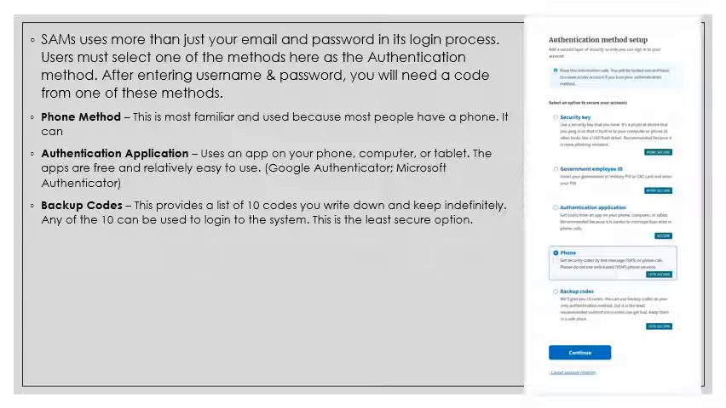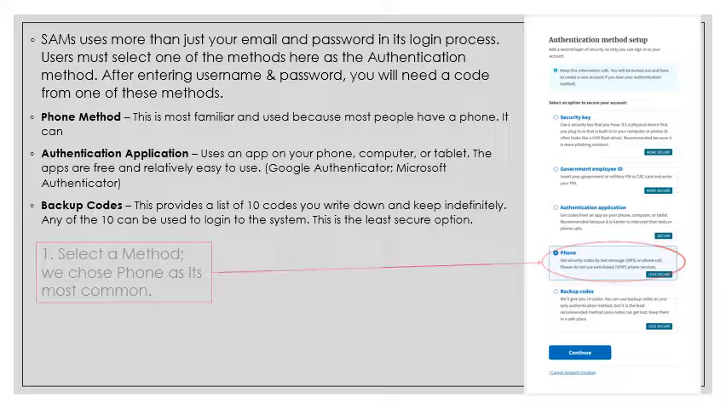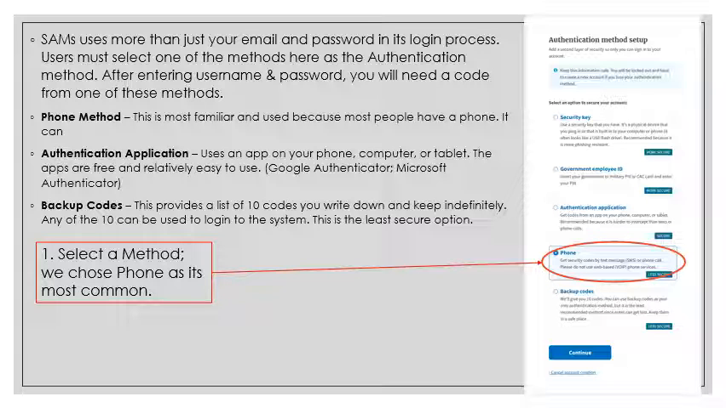And here's where you select the method you're going to use. The most common and the most familiar to people is going to be the phone method, and that's what we will select. It uses a mobile phone or a landline, either way, and it's going to give you a code that you'll have to enter when you log in. Now, if you're familiar with authentication applications, you may use that. We won't go into it here. Likewise, another option is backup codes.